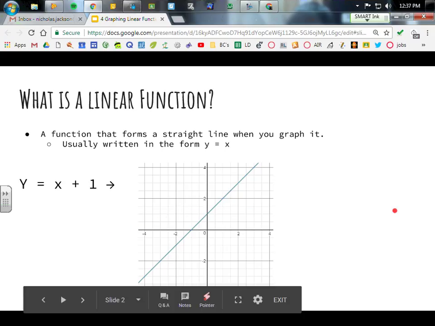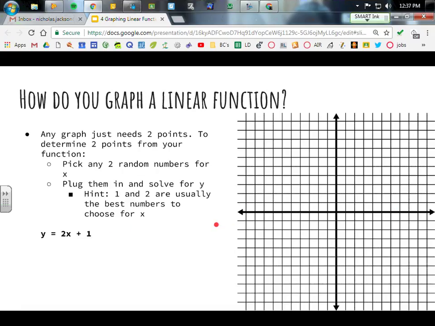All right, so how do you graph a function? Well, any graph just needs 2 points, 2 or more points. So to determine the 2 points from your function, you're going to pick any 2 random numbers for x, plug them in, and solve for y. I give you a little hint here that 1 and 2 are usually the best numbers to choose for x, because the y's that you should get as a result will be manageable, and they'll fit on your graph somewhere.